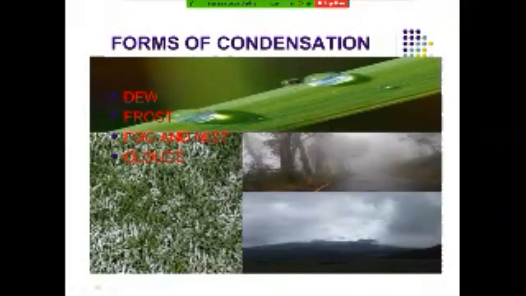So which we see, observe this dew and the frost. Early in the morning in this winter season, if you see any leaf or the trees or the petals of the flowers, we find the droplets of the water. That is called as a dew. And this which we see, this is called as a fog. So these are the different forms of the condensation, which comes to us in the form of the precipitation.